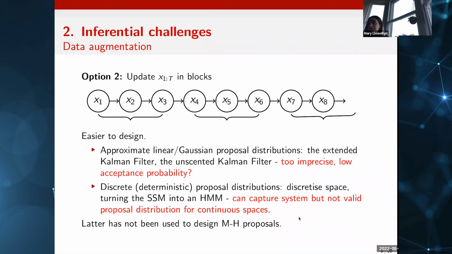So as far as we know, using discrete approximations to capture the state-space model dynamics hasn't yet been used to formulate proposal distributions for updating the latent states. There are some potentially obvious reasons about validity, but the basis of our talk is to formulate a way in which we can use them in a valid way and achieve efficient performance. So that's what I'm going to focus on for the rest of the talk.